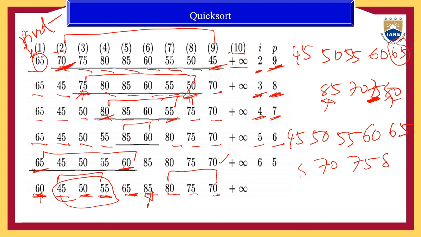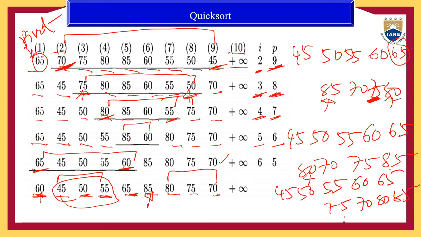So now 80, 70, 75, 85. Again we follow the same quicksort algorithm and choose 80 as the pivot element. 80 less than 85? Yes. 80 less than 75? No. We interchange these two values. So 45, 50, 55, 60, 65, 75, 70, 80, 85.